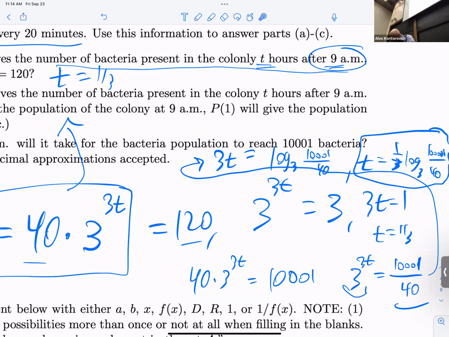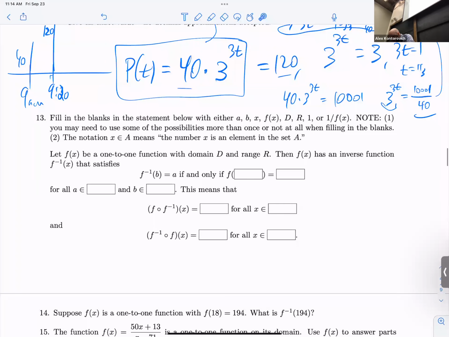Let's go. We want to solve all of them in 80 minutes. We don't have much time. Fill in the blanks of the statement. Okay, notation. Okay, f is a one-to-one function with a domain D and range R. So I have to draw a picture. Here's my domain D. It's one-to-one, and here's my range R. Great, that's f. Then f has an inverse function that satisfies.